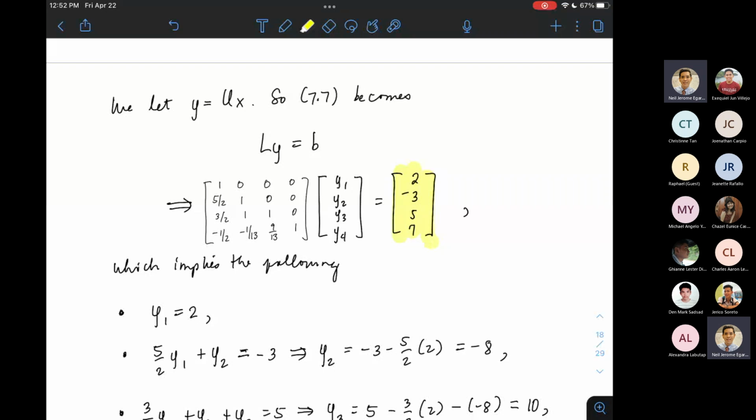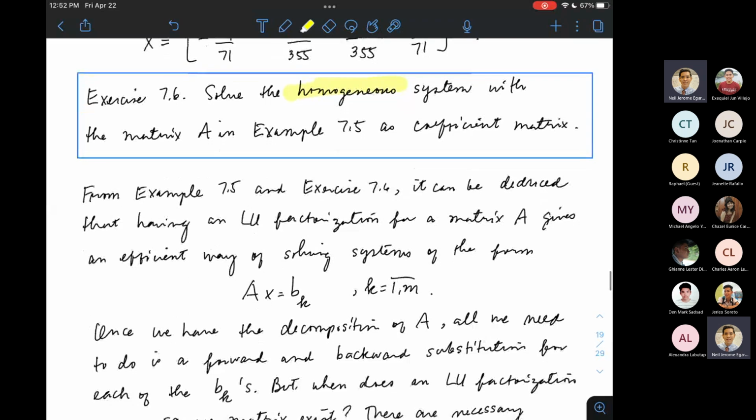Gusto ko lang i-illustrate na mas madali yung LU factorization. Kasi pag meron ka ng LU factorization, hindi mo na uulitin yung Gaussian elimination. Alright? Pero ang nilagay ko dito ay homogeneous system. So, ibig sabihin yung right-hand side ay 0, 0, 0, 0. Pero if that is the case, then puro zeros lang yung mga x na makukuha nyo. Alright? So, probably I'll need to change this para hindi maging trivial yung solution.